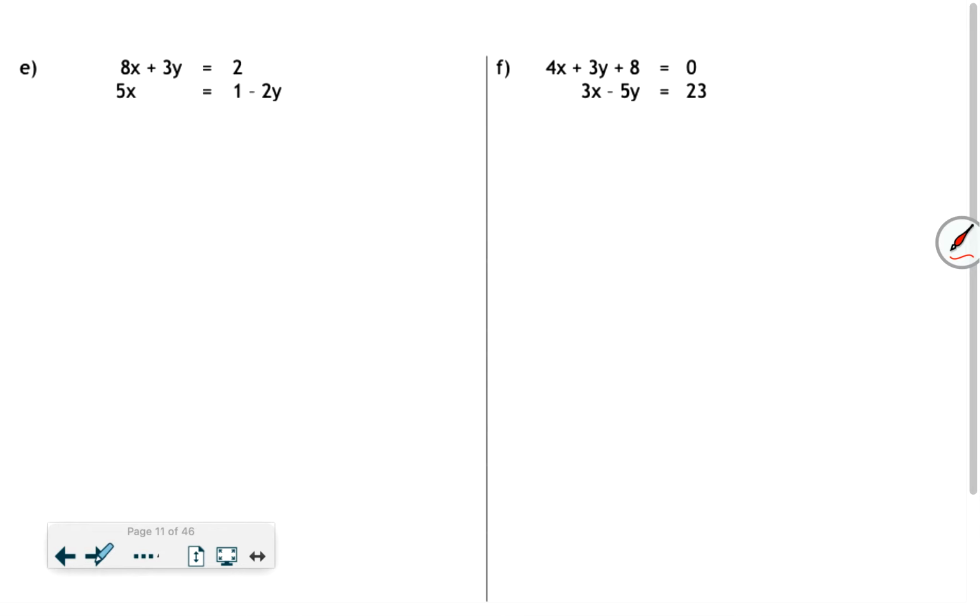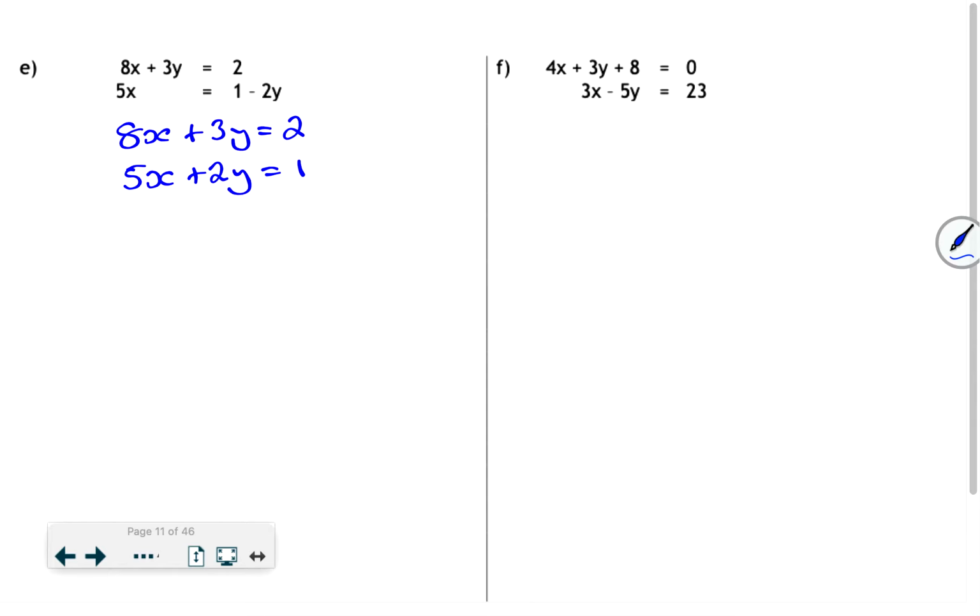Last two examples. Example E and example F, slightly different here because these need a little bit of rearranging. So when we use the elimination method, what we tend to do is make it letter plus or minus letter equals number. We don't have that here. So let's look at example E. Let's rearrange it so that we keep the first one the same, 8x plus 3y equals 2. And this bit here will give me 5x plus 2y is equal to 1.